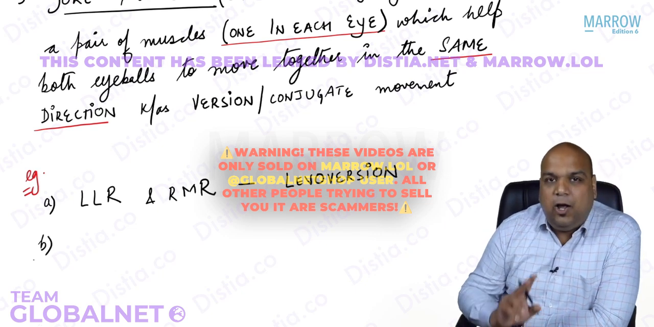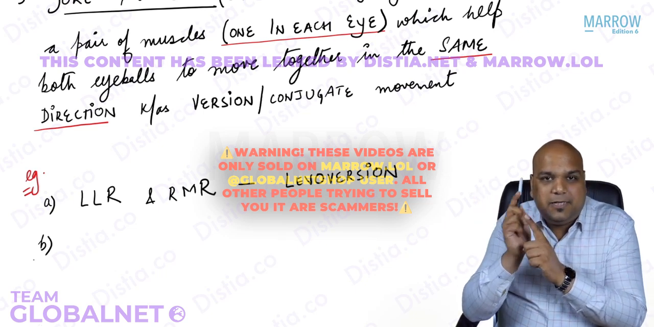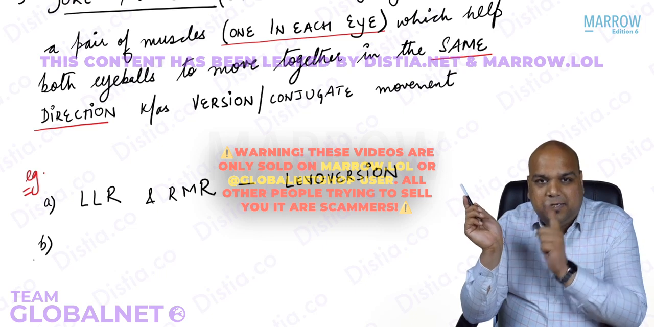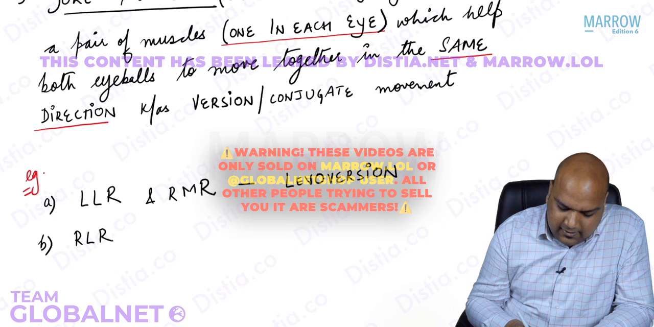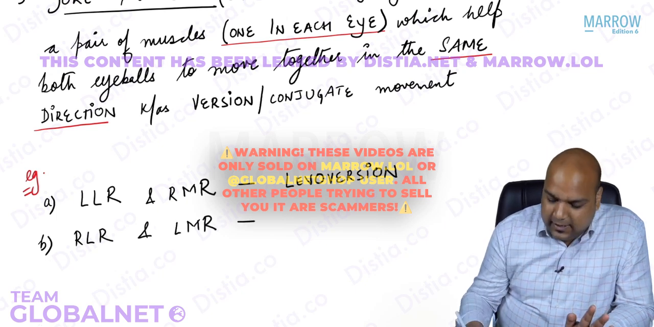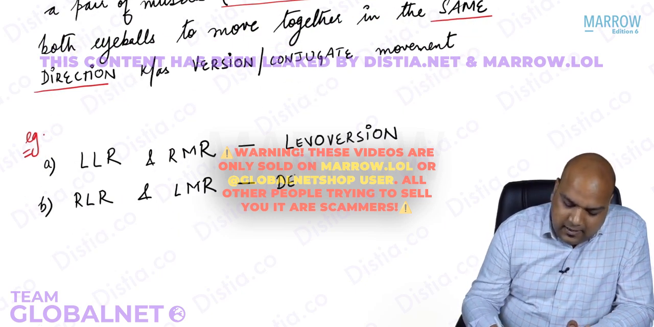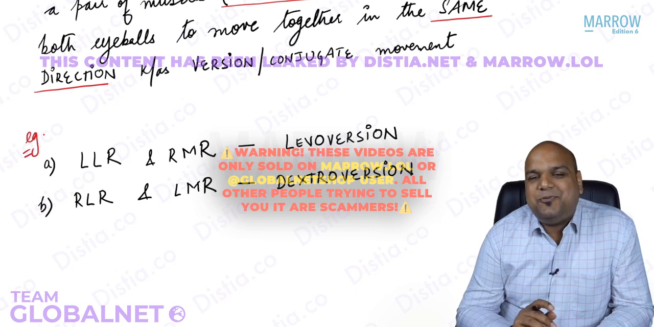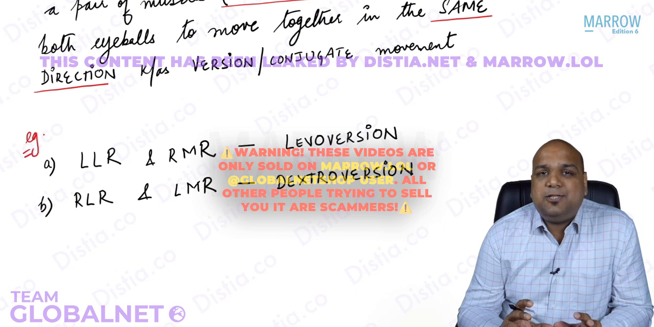Second pair: now if I ask you, I need to look towards the right side. Which muscles? Right lateral rectus, abduction, and left medial rectus. Very easy to understand. Looking towards the right side, instead of levo, it becomes dextro, and the movement remains version. So we call it dextroversion. These are the two simplest movements to understand as far as yoke muscles go.